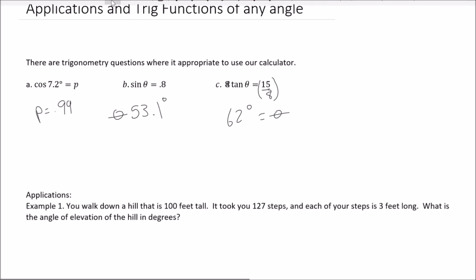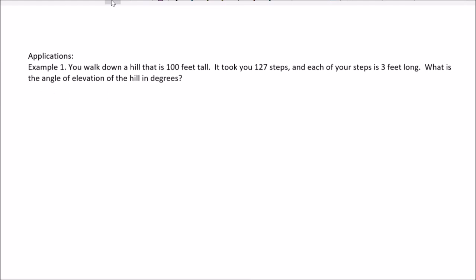Let's start with a pretty basic one. Let's say that we're going to walk down a hill. It's a 100-foot high hill, and so I'm talking about elevation loss in that. It takes us 127 steps, and each of my steps is 3 feet long, and we want to find the angle of elevation of the hill. I'm not going to actually draw a hill. I'm going to draw a triangle because I'm really good at doing math on triangles, and hills can be understood in this context as a triangle.